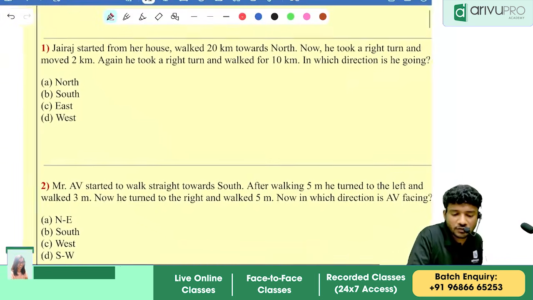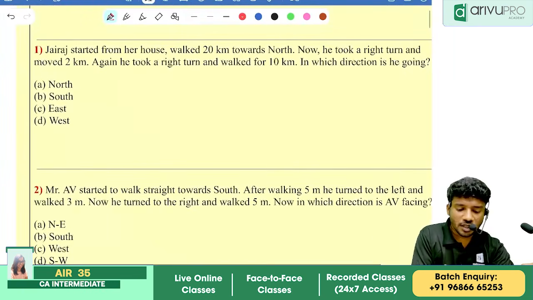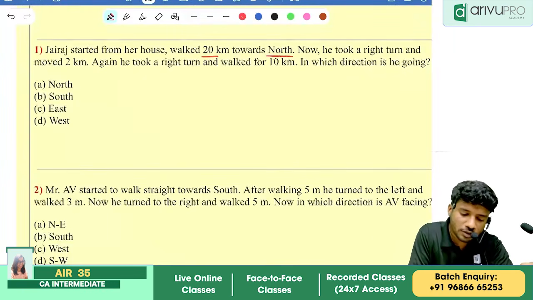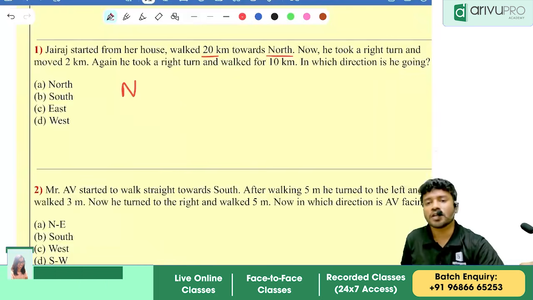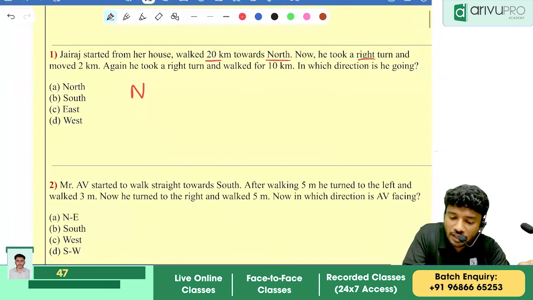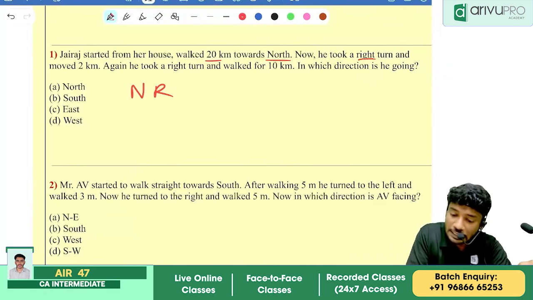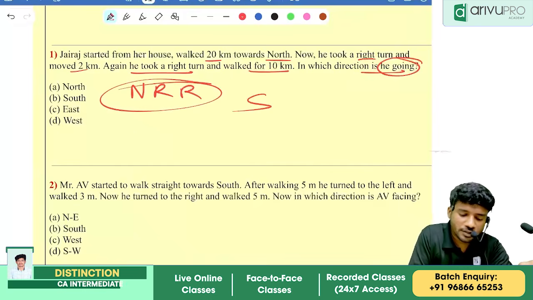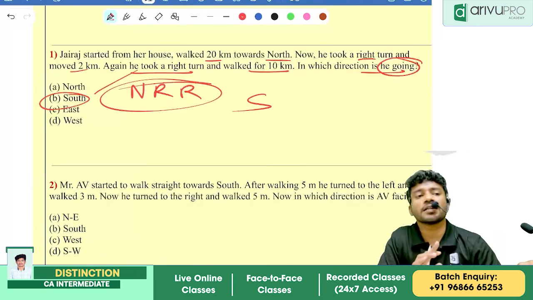We are going to start with the first question. Jayraj started from her house, walked 20 kilometers north. So initial direction is what? North. Now he took a right turn, then moved 2 kilometers, again took a right turn and walked 10 kilometers. Which direction is he moving right now? South. Within 5 seconds you will get the answer.